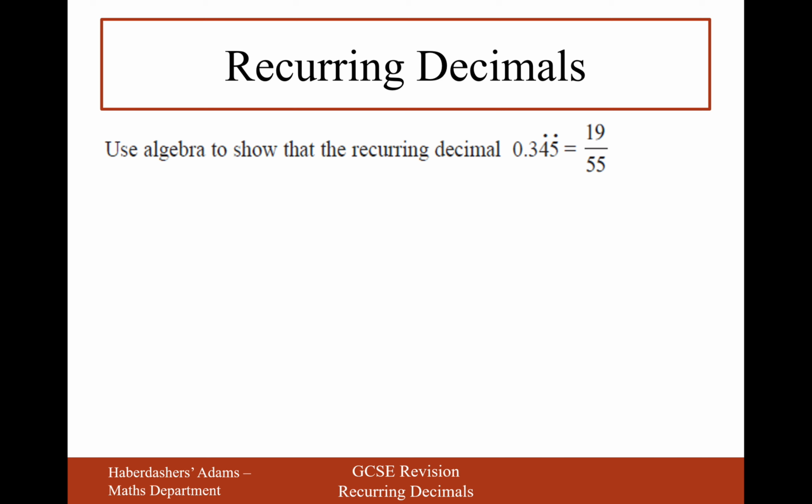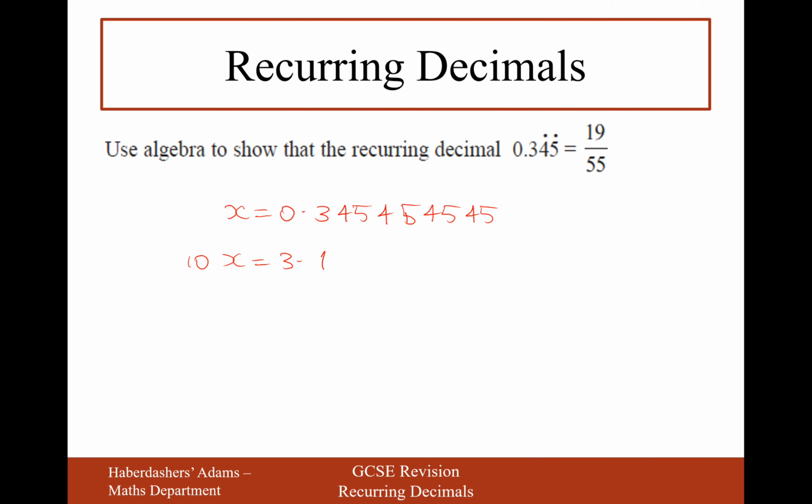Let's move on to the next one, 0.345 with the 4 and the 5 recurring. So pause the video, give this one a go. I'm now going to go through it, so it's going to be x equals 0.34545 4545. So let's multiply by 10.